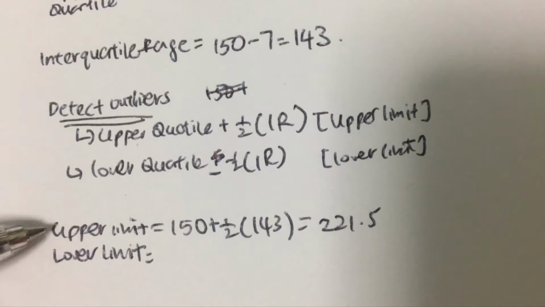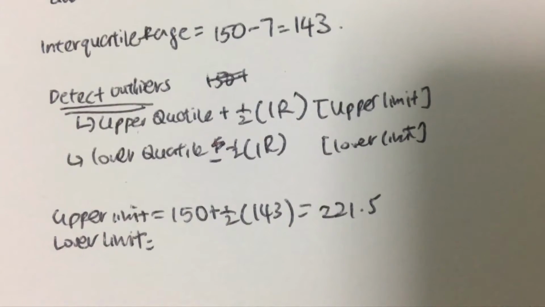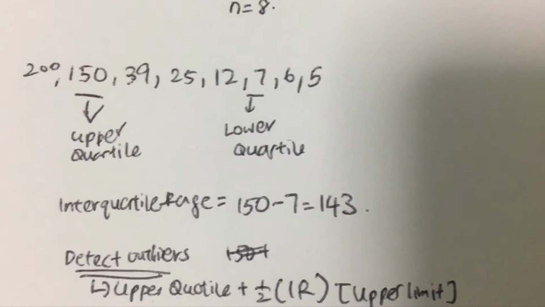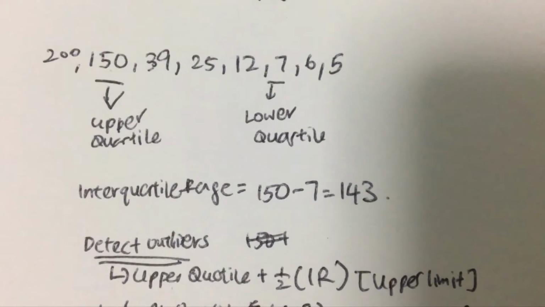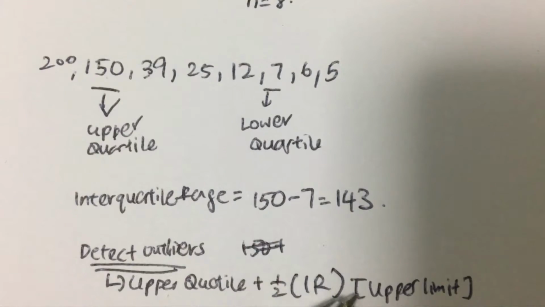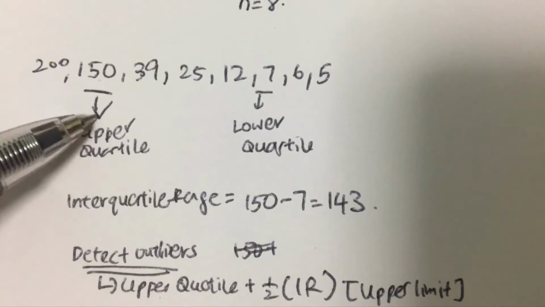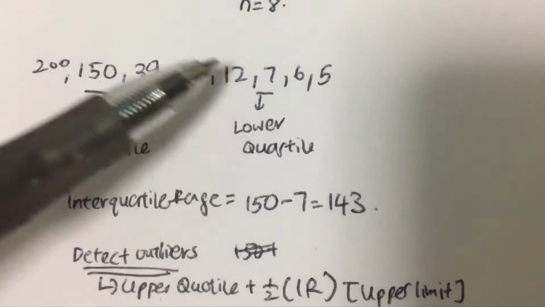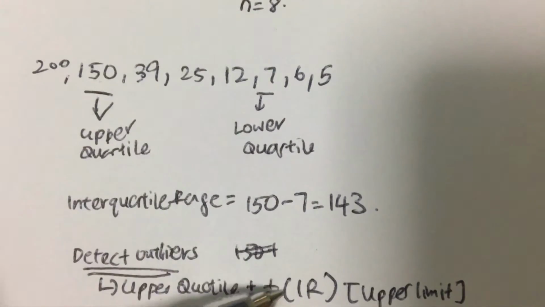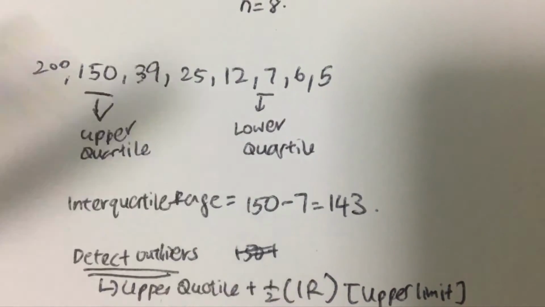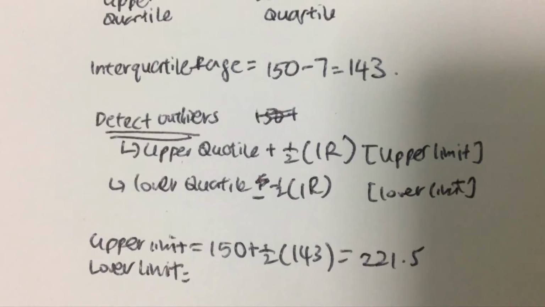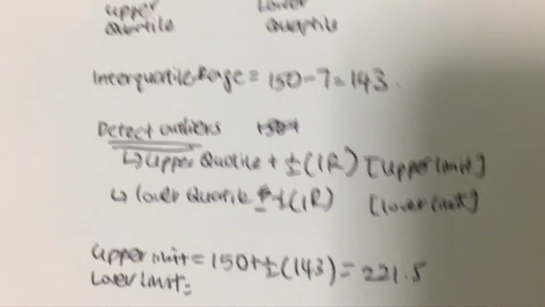As you can see, I already completed how to get the upper limit. Based on the data set just now, in order to calculate the upper limit, what I have to do is take the upper quartile, which is 150, plus half of the interquartile range, which is 143, and that will give me 221.5. So that is the upper limit of the samples.